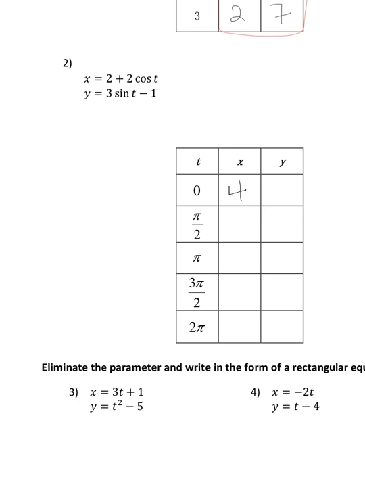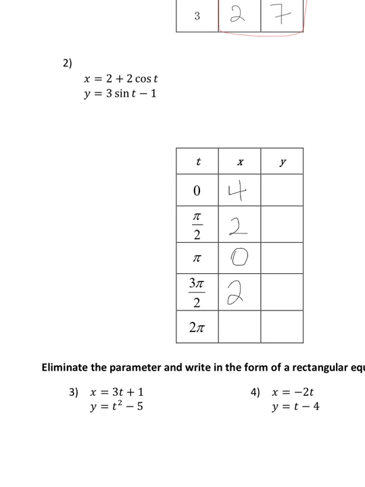Then we'll do it for pi over 2. Cosine of pi over 2 is 0. 0 times 2 is 0. 0 plus 2 is 2. The next one is pi. The cosine of pi is negative 1. Negative 1 times 2 is negative 2. Negative 2 plus 2 is 0. Then 3 pi over 2. The cosine of 3 pi over 2 is 0. 0 times 2 is 0. 0 plus 2 is 2.